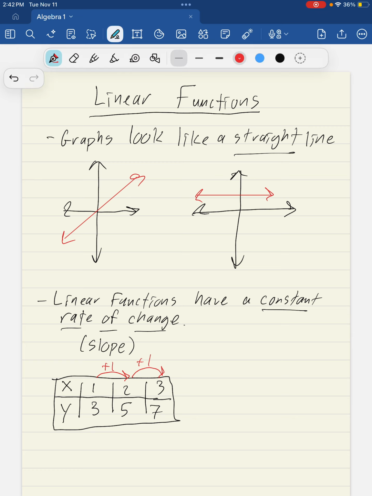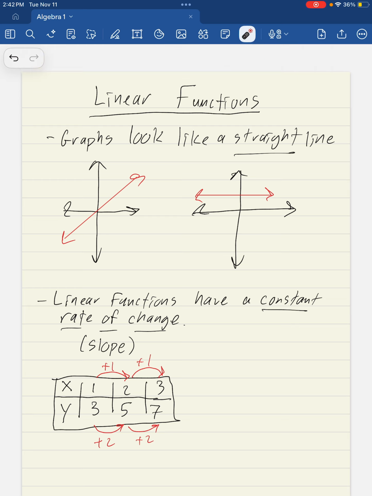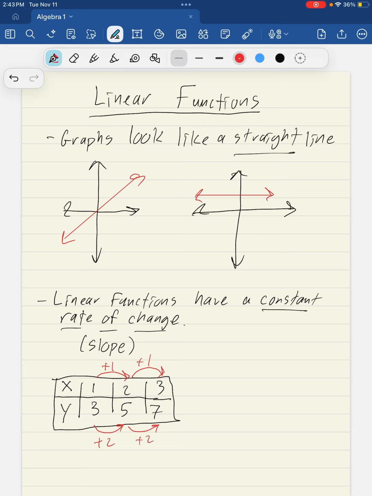Now the bottom ones, let's check the y's. This time we plus 2. And it's okay if your x's and your y's have a different rate of change. You just want to make sure the x's have the same rate of change and the y's have the same rate of change. So for the y's, we plus 2 on the bottom. 3 plus 2 is 5. Does that rate continue? 5 plus 2 is 7. So this would be a linear function. Why? Because the x is increased by 1 and the y is increased by 2. It's constant on the x's and it's also constant on the y's. Remember, these two don't have to be the same. Usually they're actually not.